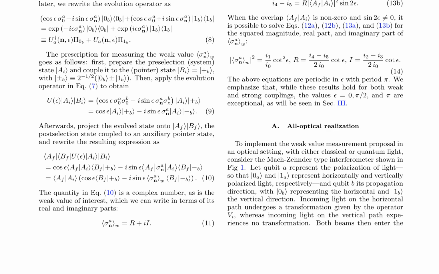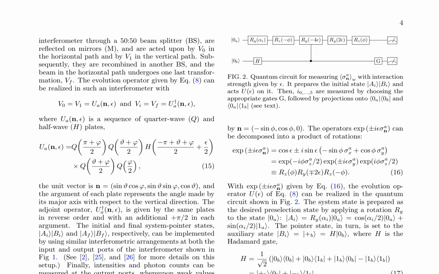An all-optical realization of the weak value measurement protocol is also proposed, leveraging a Mach-Zehnder-type interferometer where qubits represent the polarization and propagation direction of light. This setup involves applying a transformation operator V to the incoming light on the horizontal path, while the vertical path remains unaffected. The authors describe an experimental setup for measuring weak values in a Mach-Zehnder type interferometer.